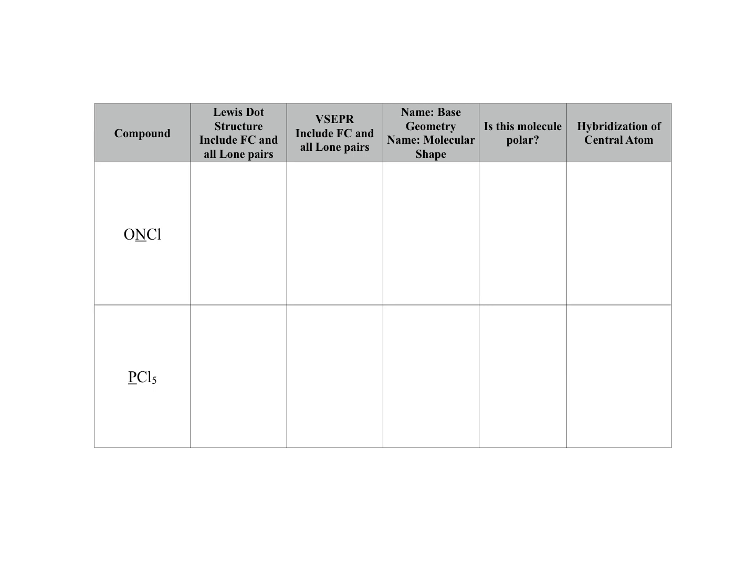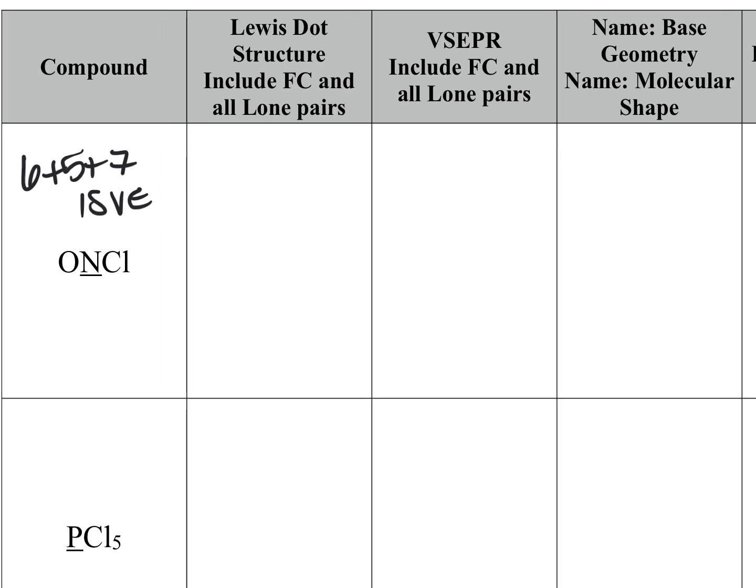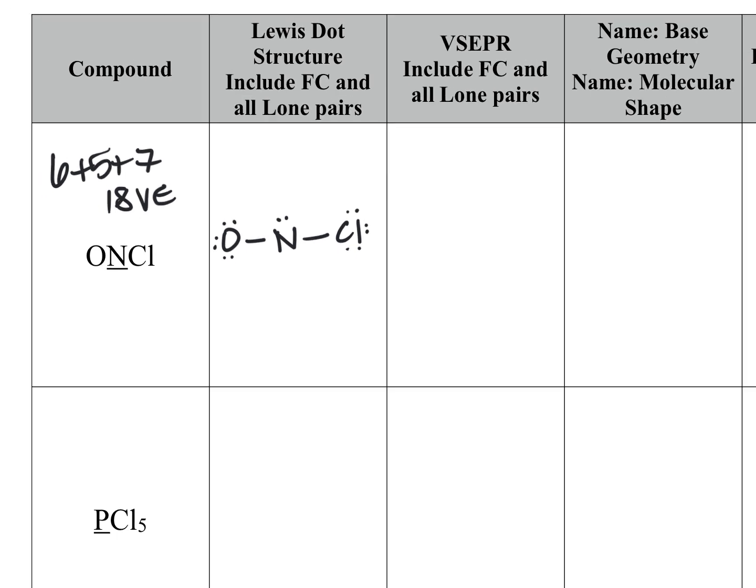So for ONCl, the N is underlined, so we know that's our central atom. So it's 6 plus 5 plus 7, and that gives you 18 valence electrons. That's an 18, let's add that in. So we'll put our nitrogen in the center, connect everything, chlorine, oxygen, give everyone an octet, so use 16, 18. Now we need to make a double bond. So I'm going to remove these 2 from the oxygen and give a double bond.